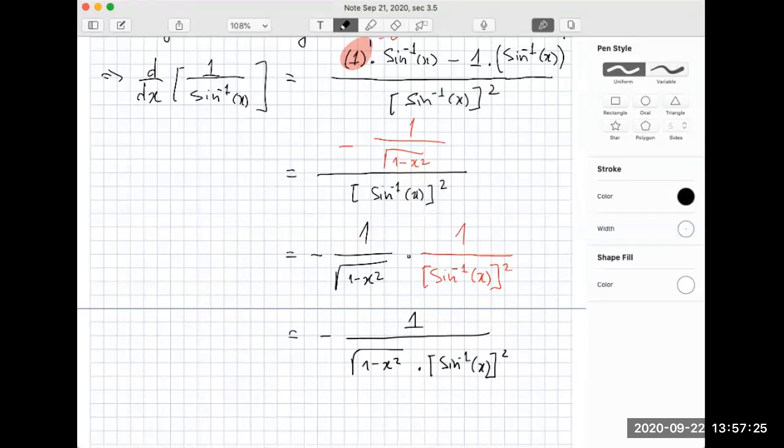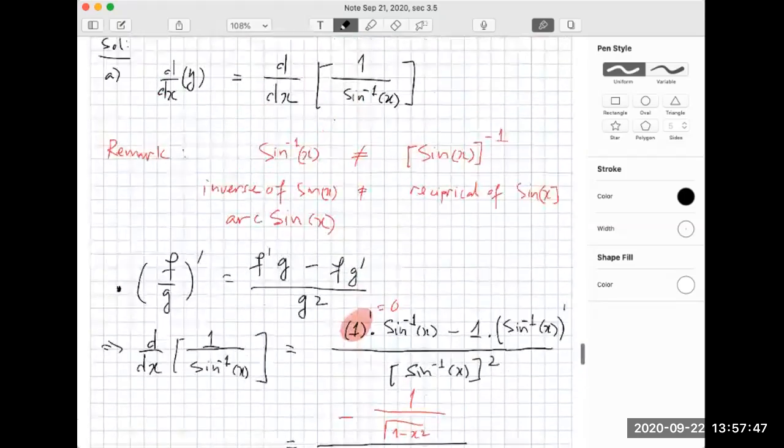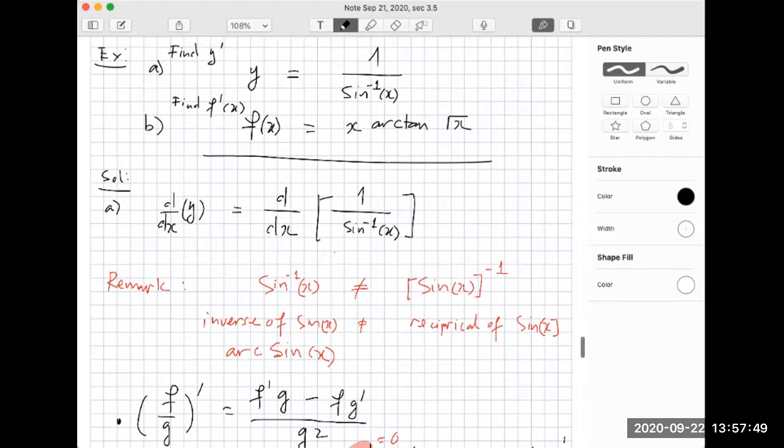Very good. So do you have any question? Was it you, Catherine, a few minutes ago? You commented? Yes. Thank you. So this is question A, and we're done with that. Let us move on to B, right? B is this function, okay?